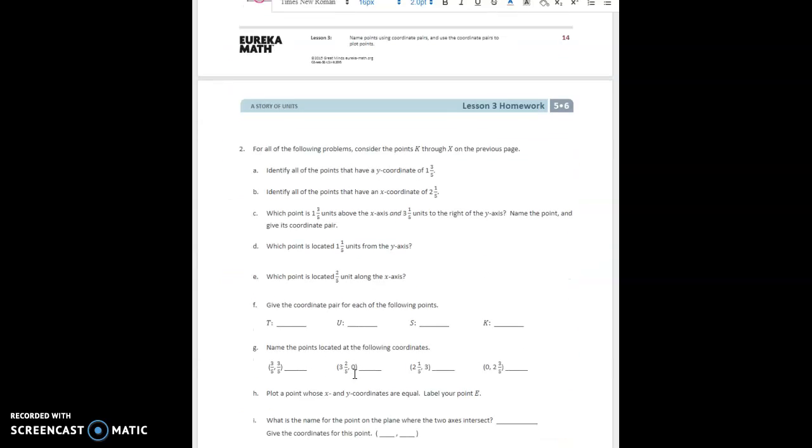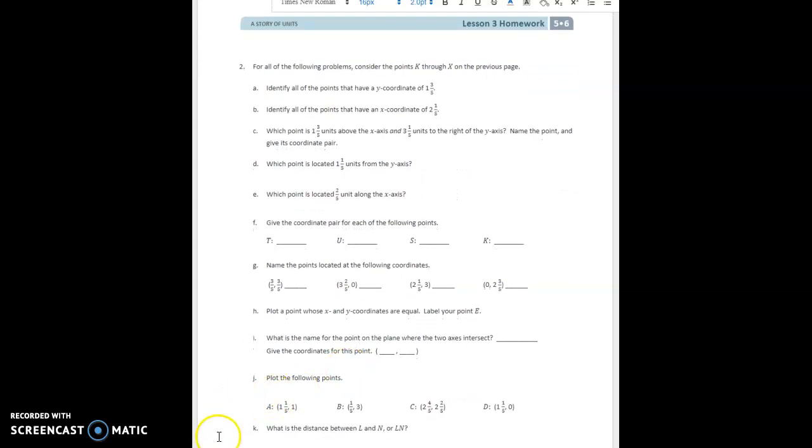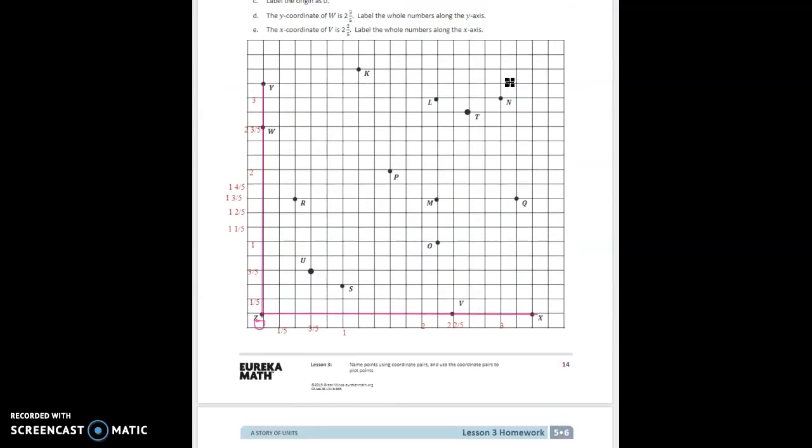So going down, your job is to do just a few of the problems here. Okay, so these are the only problems that you have to do today. Number 2, you have to do A, B, D, E, F, G, and I. They're just asking for different coordinates. A says identify all the points that have a y coordinate of 1 and 3/5. Okay, a y coordinate of 1 and 3/5.